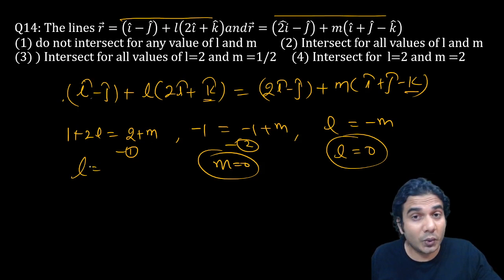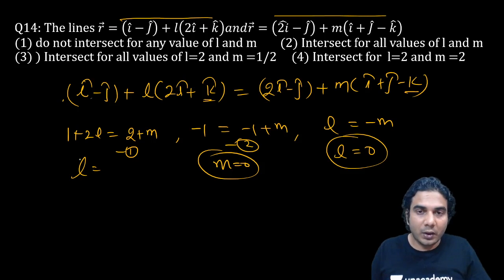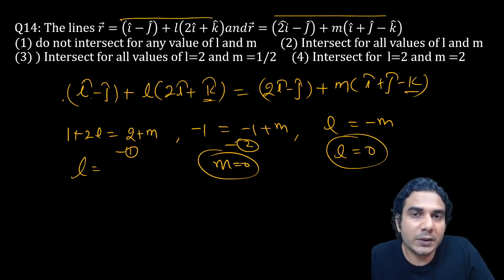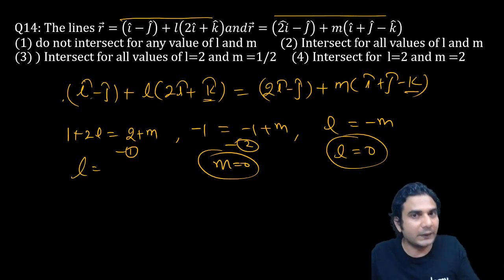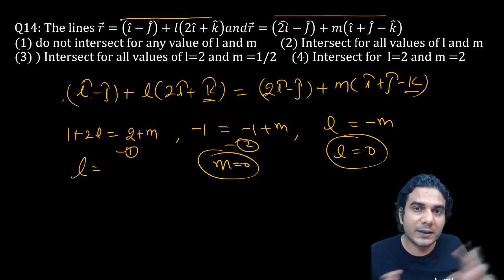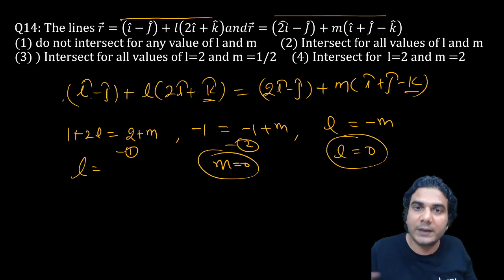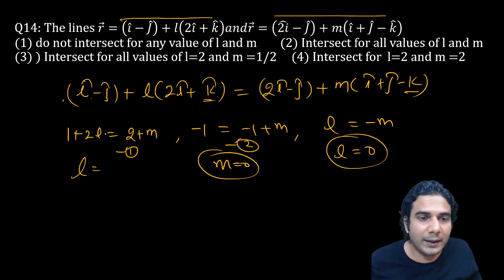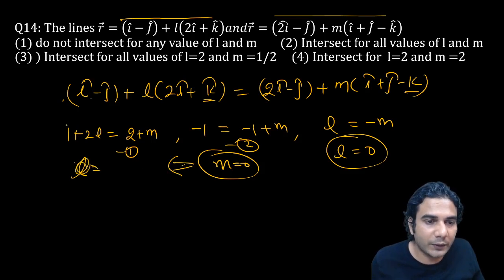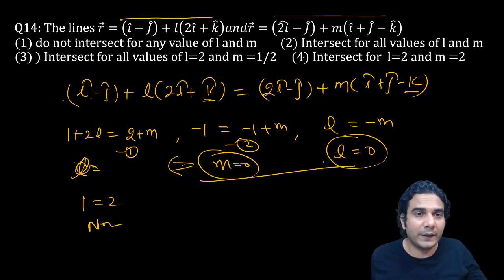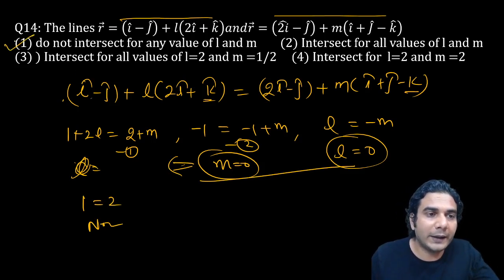We have three relations and two parameters. So whether the equations will be consistent or not, you need to check by finding the values of these two parameters from two equations and putting them in the third, and checking if these two values satisfy the third, then that solution will exist. Otherwise, there won't be any solution. So let's put L is equal to 0, M is equal to 0 in this equation, I'll get 1 is equal to 2. So not true, right? So that means these values will not satisfy. So there's no value of L and M. So they do not intersect for any value of L and M.